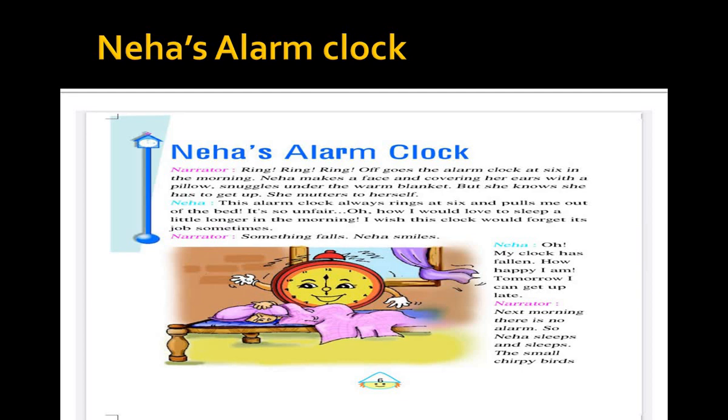That means in the morning the alarm clock starts ringing, and Neha makes a face and, covering her ears with a pillow, snuggles under the warm blanket. That means she tries to hide because the ringing of that alarm clock is not making her happy at all. So she snuggles herself, she hides herself in the warm blanket.